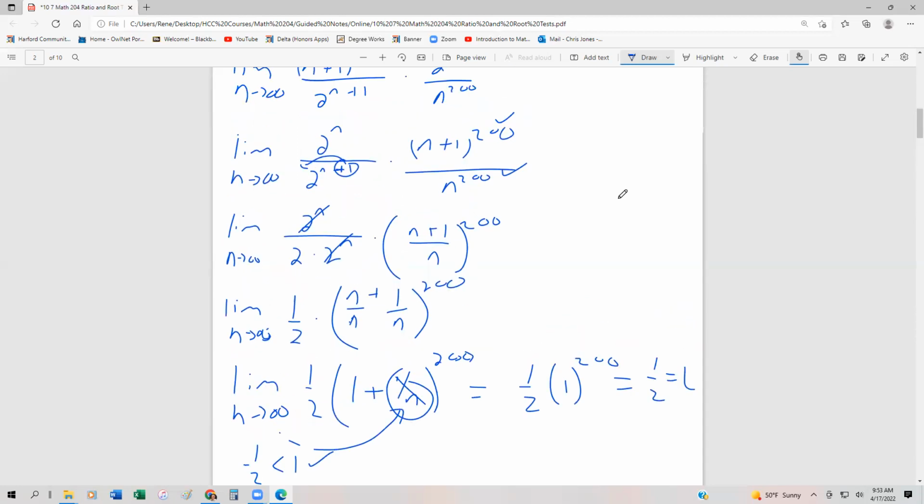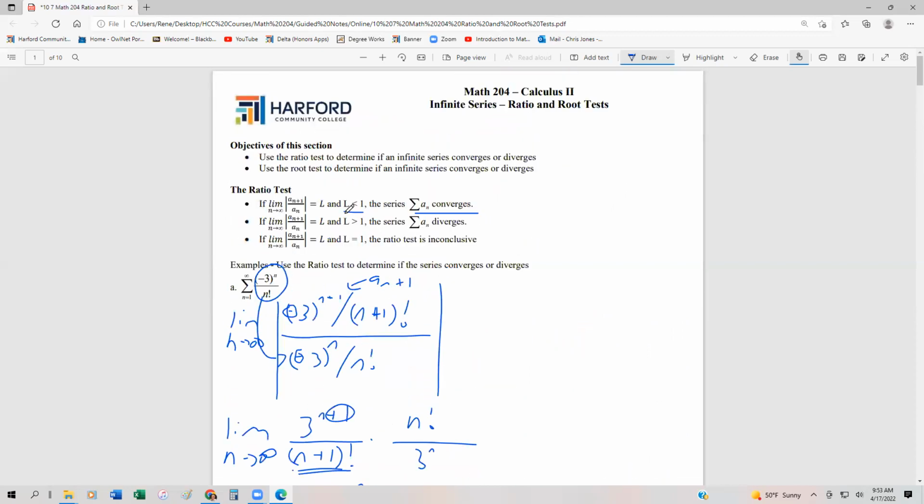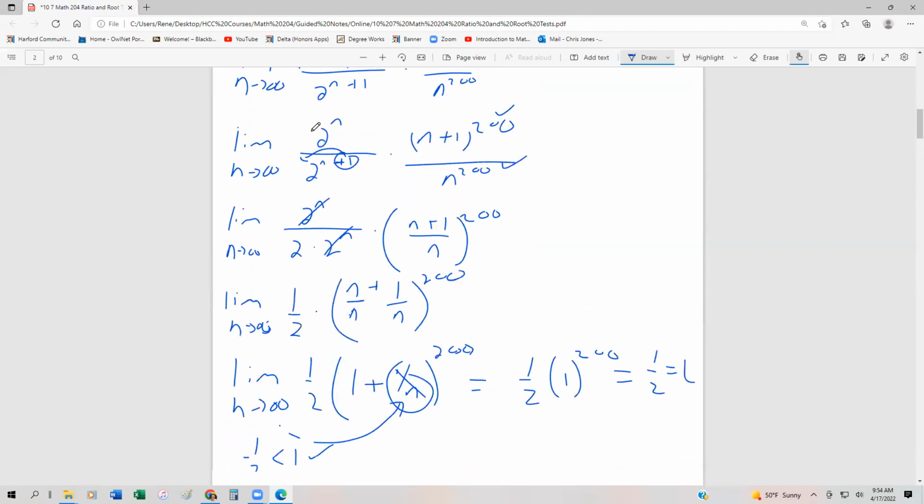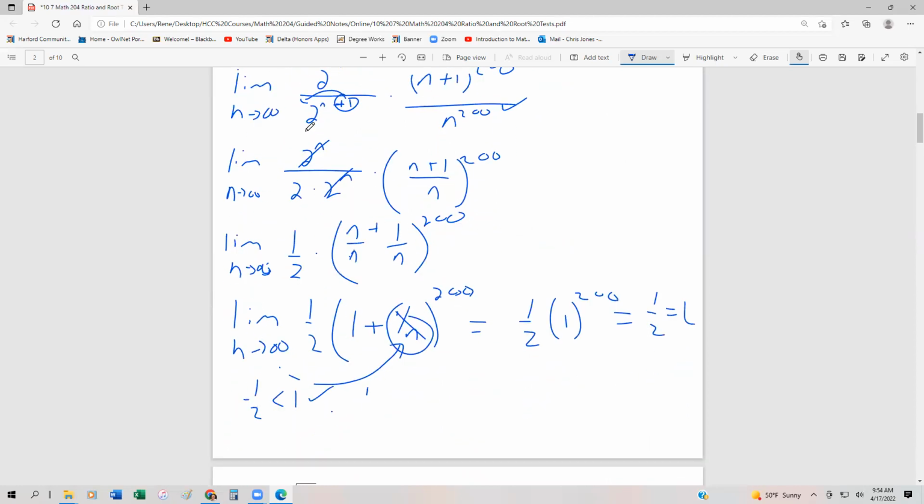So we go back up to our rules. And remember, our rules say that if you take the ratio and you take the limit as n approaches infinity and it's less than 1, then the original series converges. So this series is going to be convergent. Hence our series, the sum from n equals 1 to infinity of n to the 200 divided by 2 to the n, converges by our ratio test.